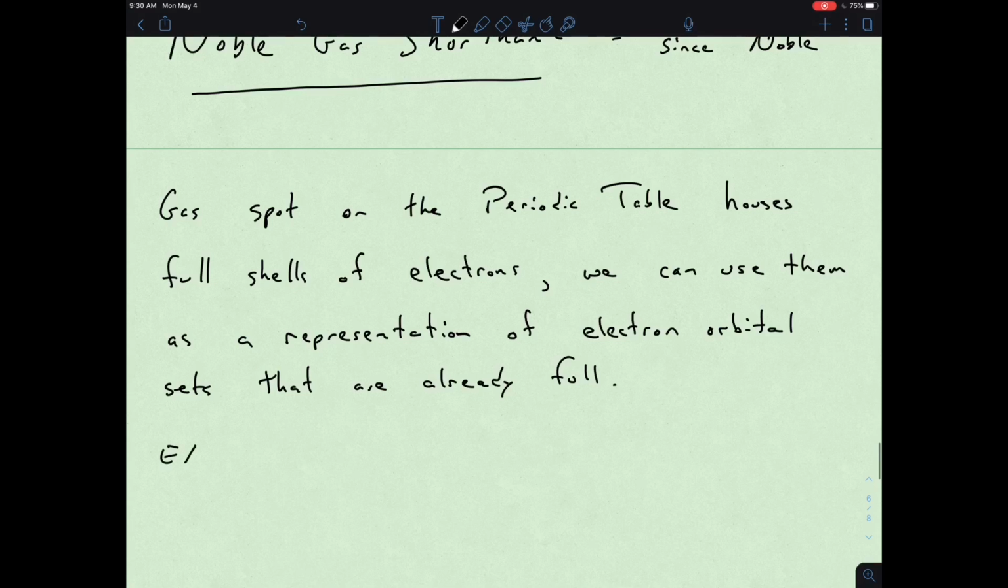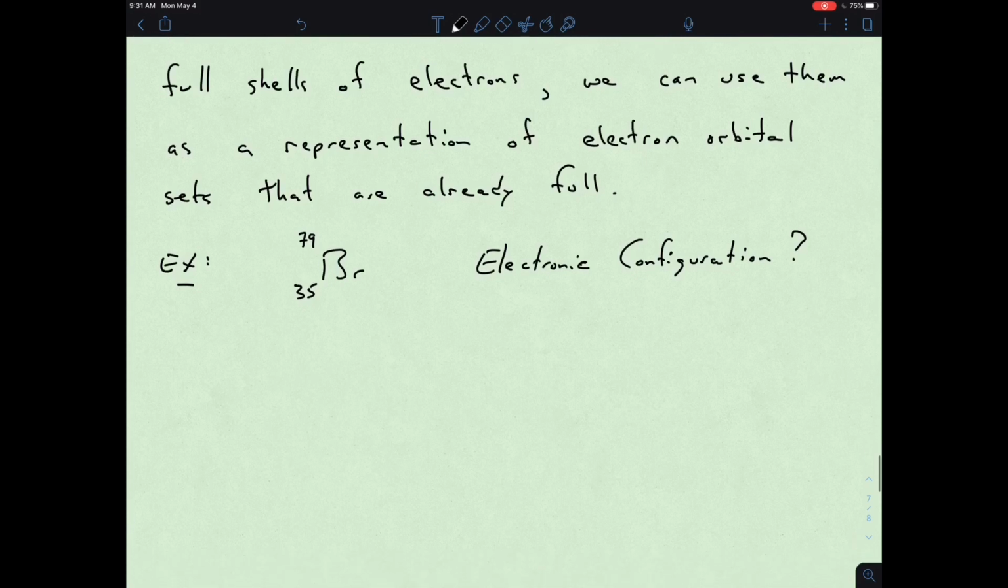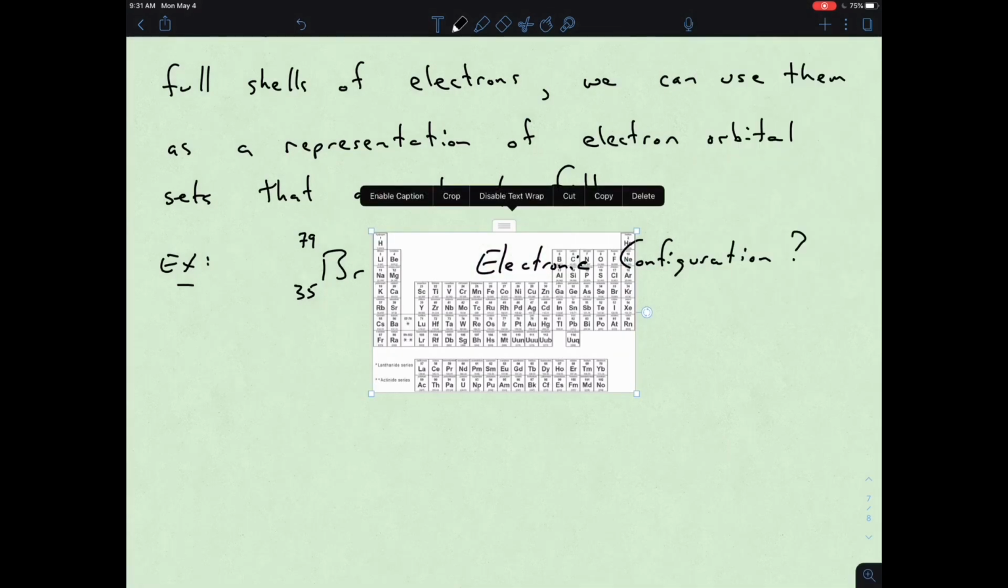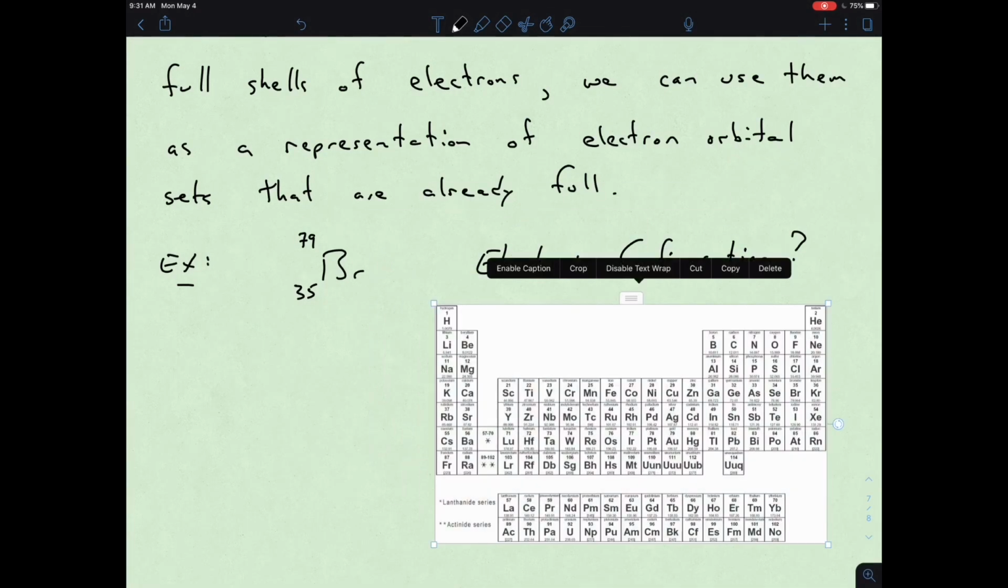So, for example, let's look at bromine. Bromine has an atomic number of 35, and we want to know the electronic configuration. So if we look at our periodic table, we are down here now with the bromine.